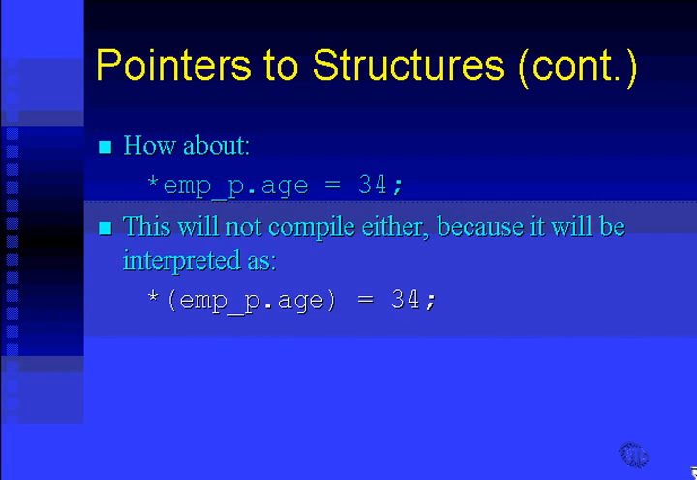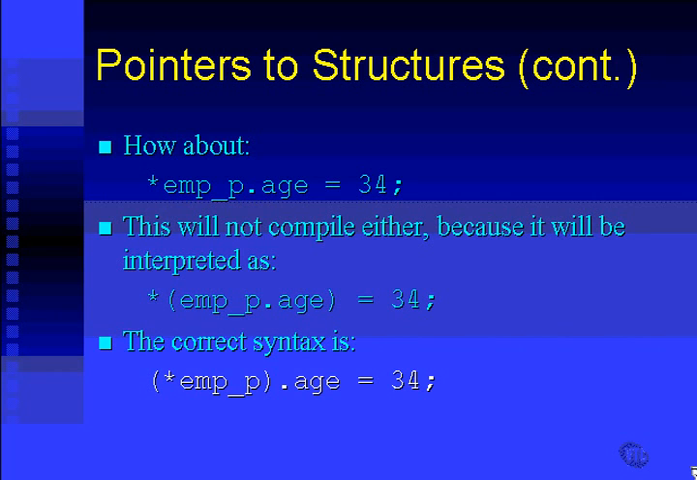But it's quite easy to fix by the use of brackets. You can do it like this. You can put the brackets around the emp and the asterisk. So now that reads, take the contents, or take the thing that emp points to, and that's obviously going to be a structure, and then find the field of that called age, and set that to 34. And that will work. That is perfectly okay. It'll compile and it'll do exactly what we want it to do.